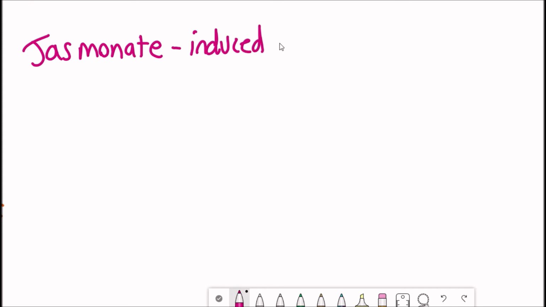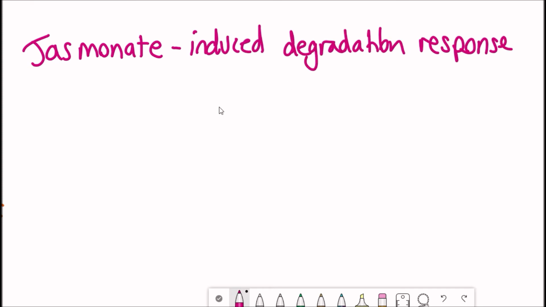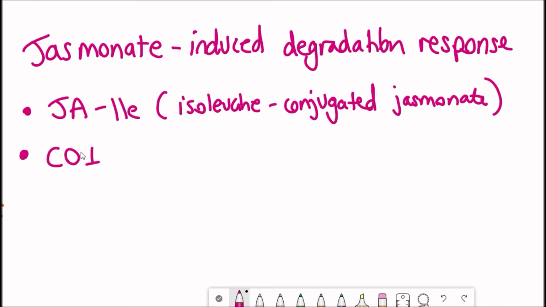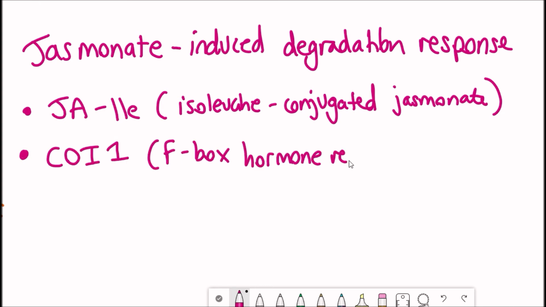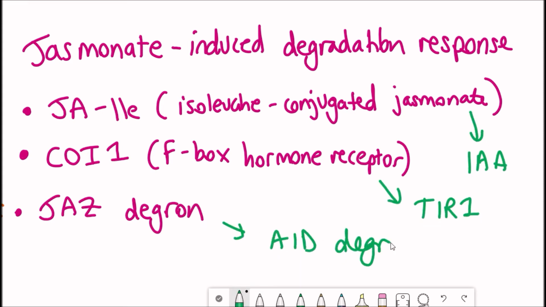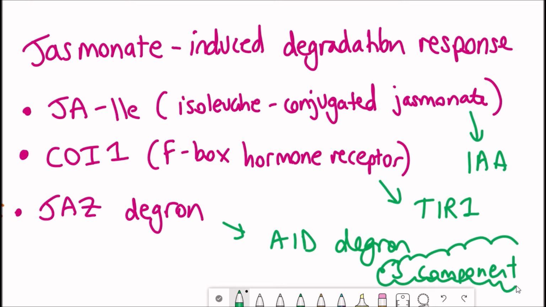So the new system that they developed in this paper is the jasmonate-induced degradation response. So unlike Auxin, they use this other hormone fused to isoleucine, so isoleucine conjugated jasmonate. They then have, instead of TIR1, a protein called COI1. And lastly, instead of an Auxin inducible degron, they have a JAZ degron.